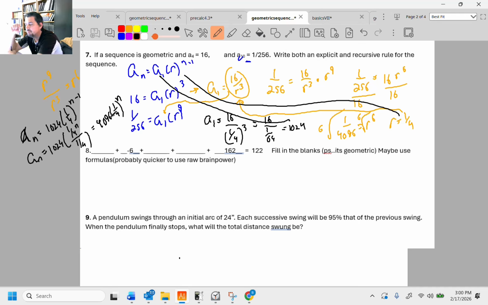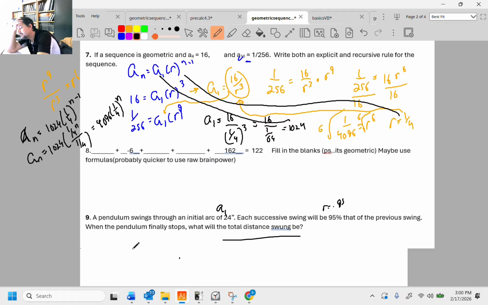You're welcome, right? A pendulum swings through an initial arc of 24 inches. Each successive swing will be 95% that of the previous swing. When the pendulum finally stops, what is the total distance? So this is the first term. The next term would be 95% of that. This is my ratio, 0.95.